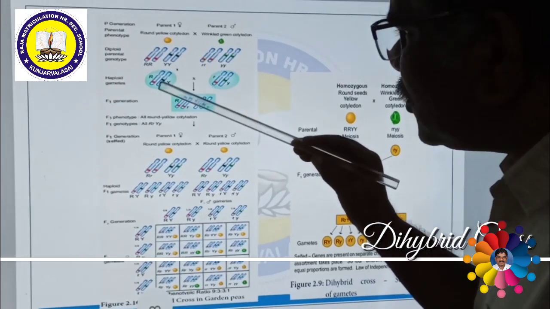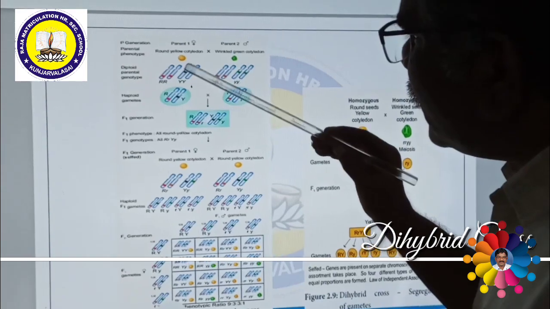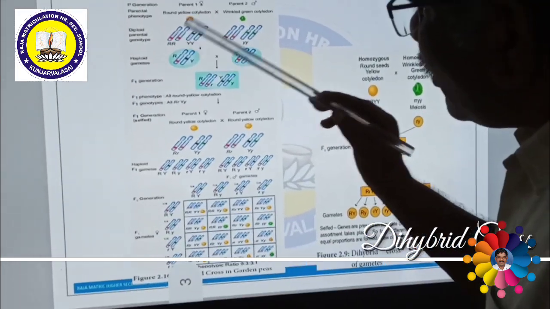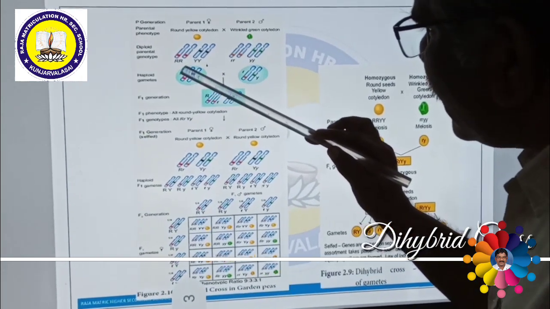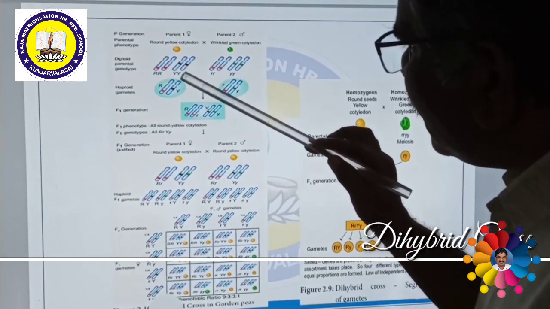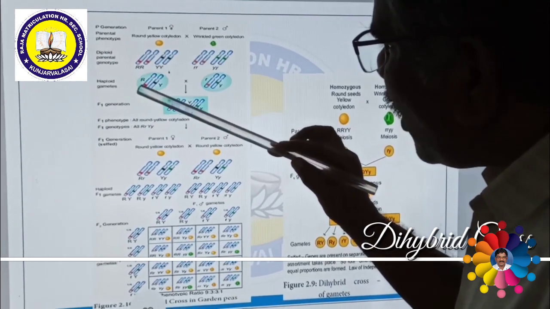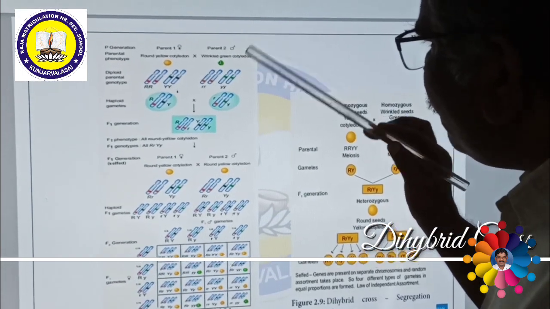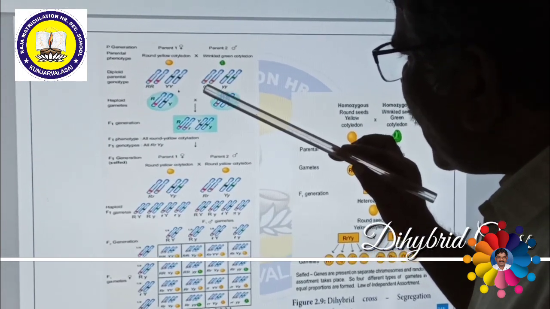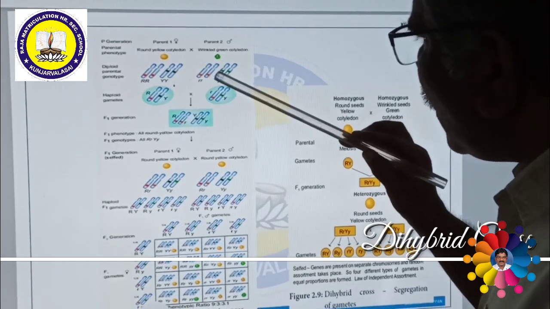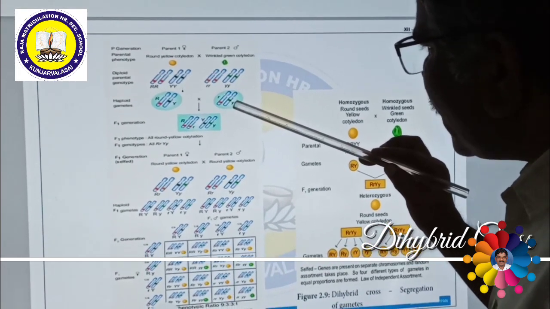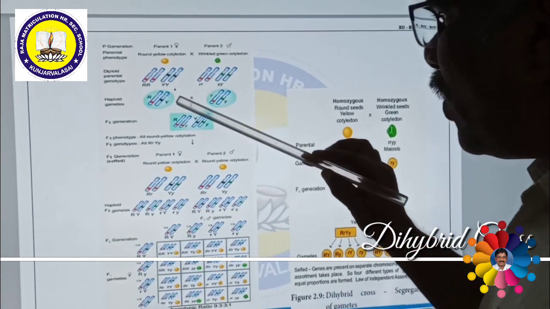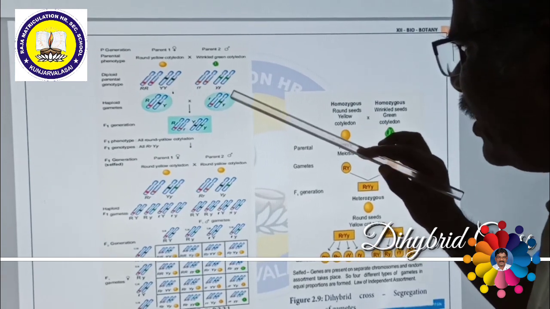Now, how are the gametes formed? Here the parent is round and homozygous. That means two capital R are there. We can take one capital R, that is a gamete. Two capital Y are there, we can take one capital Y. So capital R, capital Y, one gamete. In the male parent, two small r are there, we can take one small r. Two small y are there, we can take one small y. That means small r, small y, one gamete. So capital R, capital Y is one gamete, and small r, small y is one gamete.